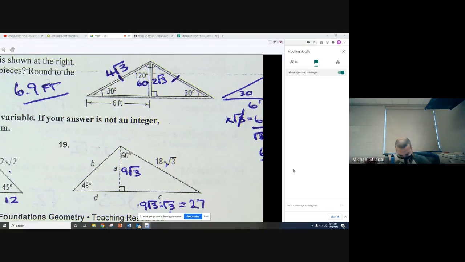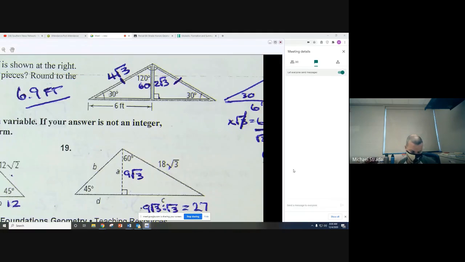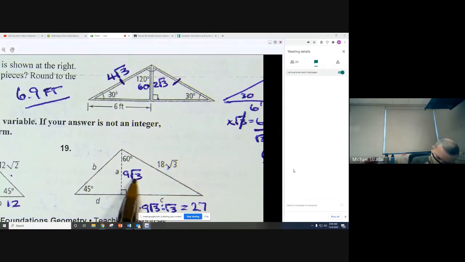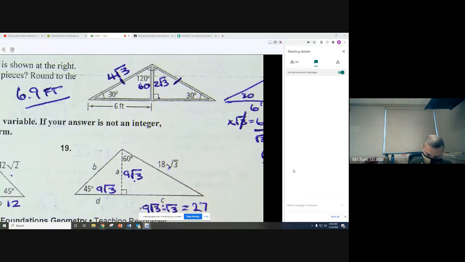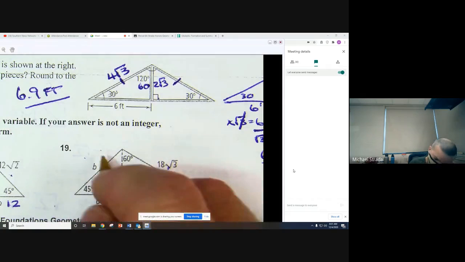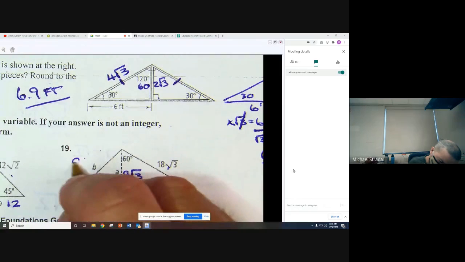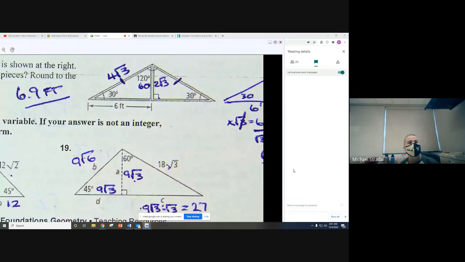And at the end of the day, I got 27. All right? And on the other side, if that leg is 9 root 3, this leg would also be 9 root 3 because it's isosceles right. And the hypotenuse is that times root 2. So root 3 times root 2 would give me 9 root 6. All said and done. Good? Okay.